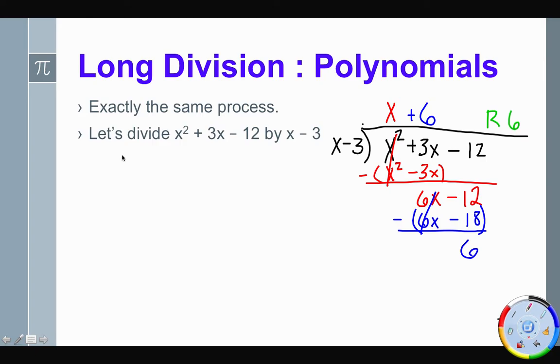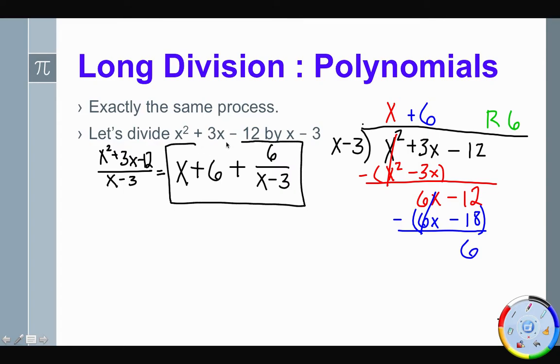So if we were to write this as the same idea that we did a minute ago, as a division, or a fraction, it's x squared plus 3x minus 12 over x minus 3. When I divide that quadratic by that linear piece, I get the top thing, which was x plus 6, plus my remainder over my factor. That is our final answer.